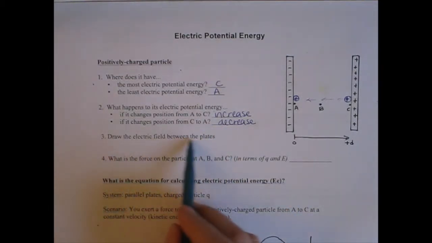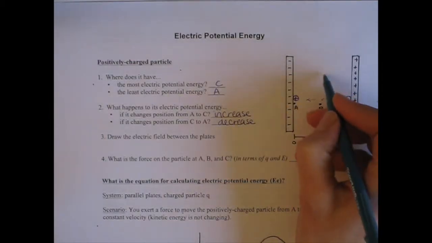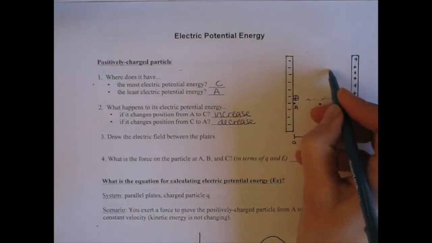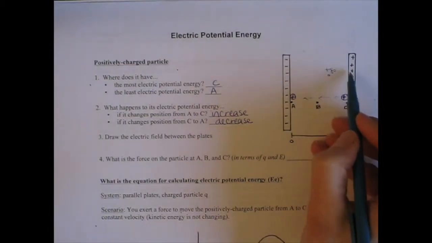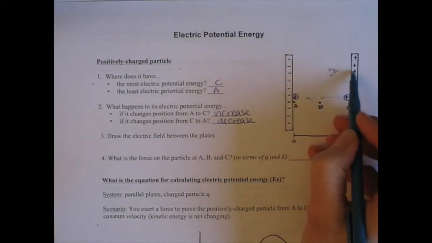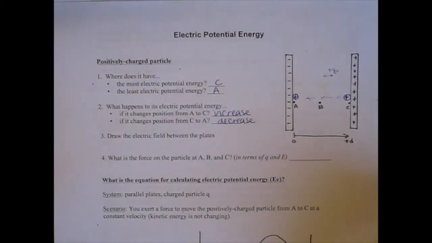Number three, draw the electric field between the plates. So we know that electric field lines show the direction that the force would be on a positive test particle if you put one there. So to think about which way the electric field would be, just imagine that you have a positive test charge here and think about what the direction of the force would be. You can see the direction is going to be away from the positive plate and toward the negative plate. So this would be the direction of the force to the left. So that tells us the direction of the field.